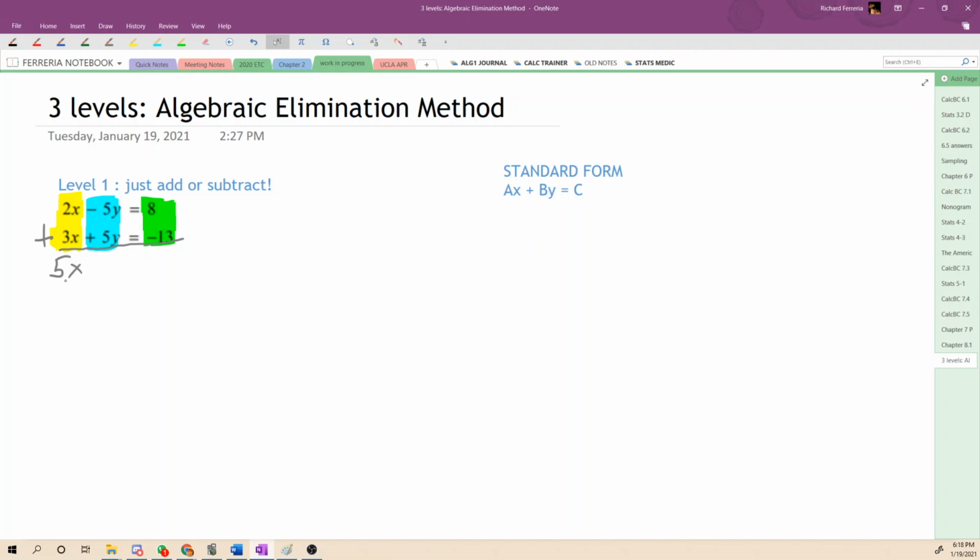Negative 5y plus 5y, we already said that that was a zero pair. So I get a 0, but you don't really need to write that 0. And that's equal to 8 minus 13, which is negative 5. So let's write that result just a little bit clearer. That resulting equation is just 5x equals negative 5, which is a pretty simple solve. We're going to divide both sides by 5 and get x equals negative 1.